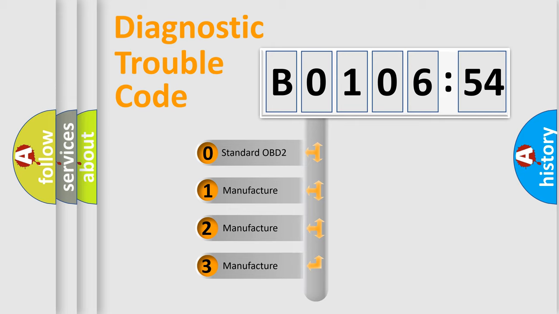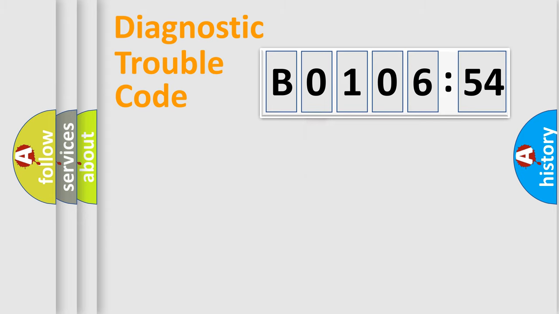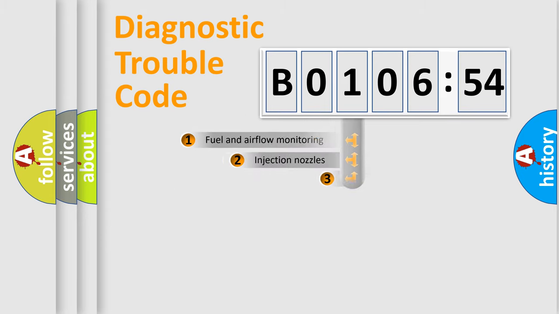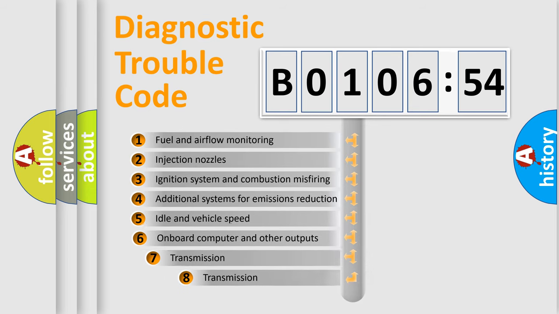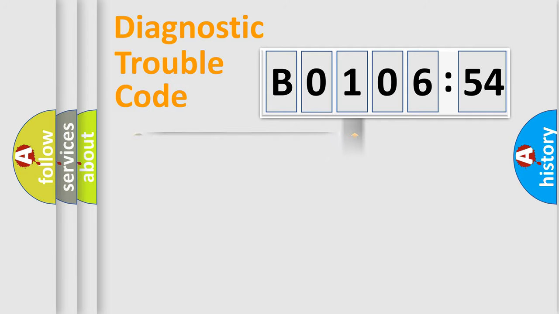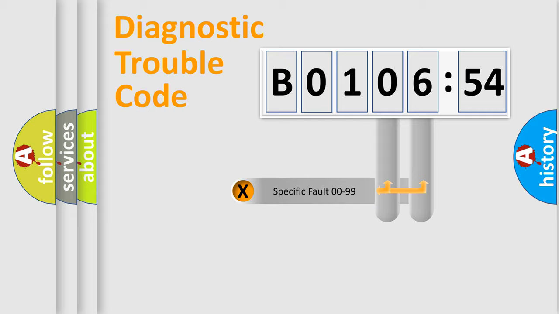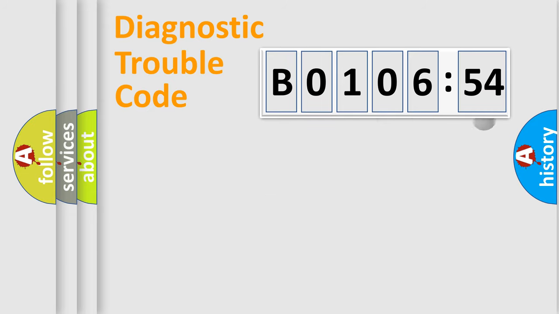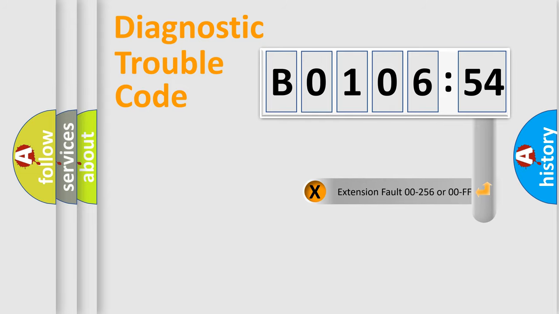If the second character is zero, it is a standardized error. In the case of numbers 1, 2, 3, it is a more specific, manufacturer-specific expression of the error. The third character specifies a subset of errors. The distribution shown is valid only for the standardized DTC code. Only the last two characters define the specific fault of the group. The add-on to the error code serves to specify the status in more detail.